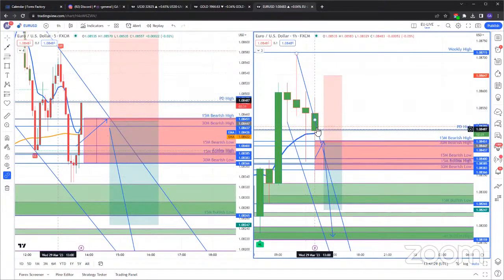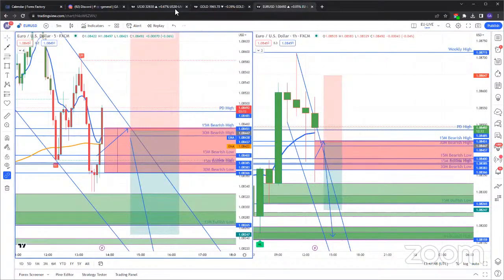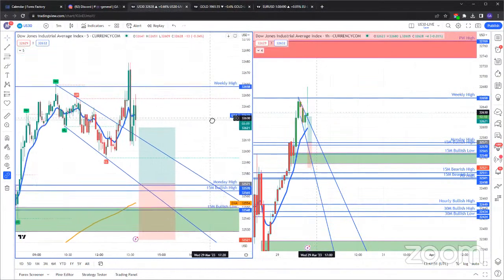Because if this hourly candle closes above the 9 EMA, then our bias for a short is done. So we wouldn't be looking for a short bias. So for me to sell EU here, I need this hourly candle to close below the 9 EMA on the hourly. So until that happens, I am not looking to enter anything.